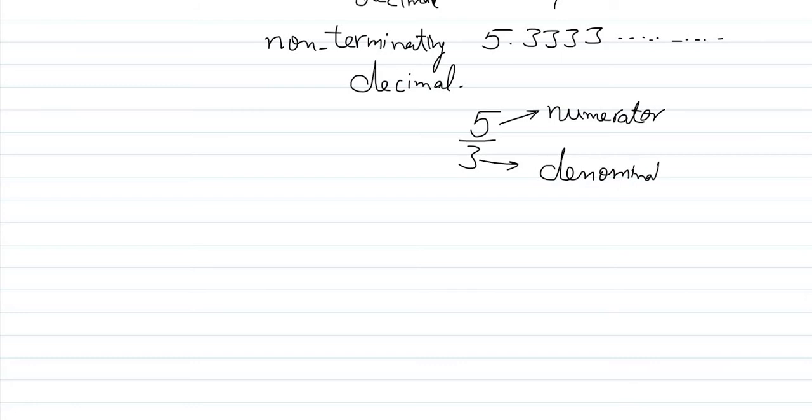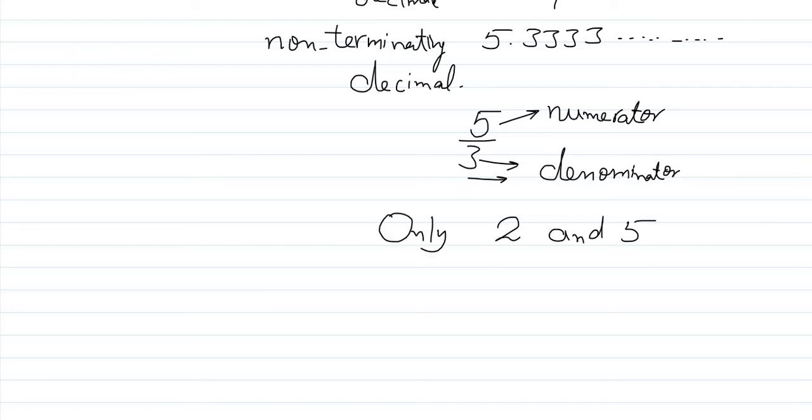That rule is, if in the denominator of a fraction. So what is the denominator of a fraction? Here I write 5/3. The number above the fraction is called the numerator. The number below the fraction is called the denominator. If the denominator consists of prime factors of only 2 and 5, only 2 and 5 in the denominator, only 2 and 5.